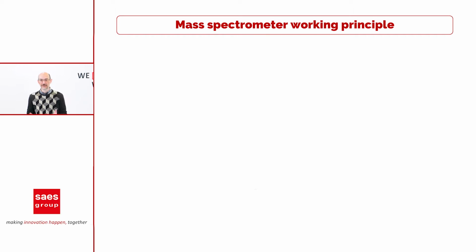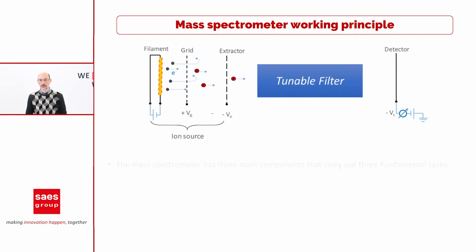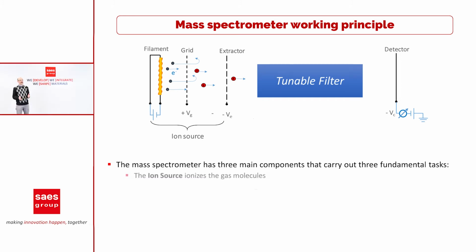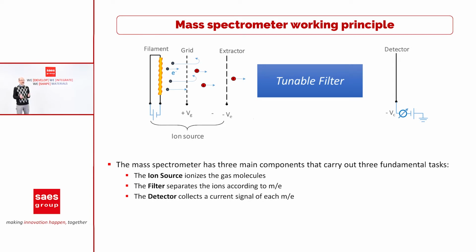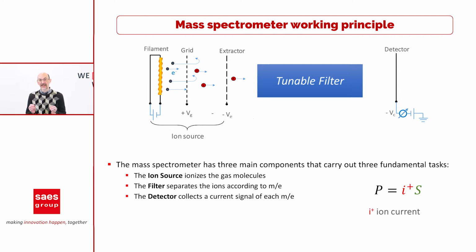How does a mass spectrometer work? We have three main components that carry out three fundamental tasks. The ion source creates ions. The filter separates them according to their mass-to-charge ratio. And the detector counts them, delivering a current signal. The partial pressure is proportional to the ion current of a reference ion for each gas species. The factor is called sensitivity, and it is calibrated for each gas of interest.